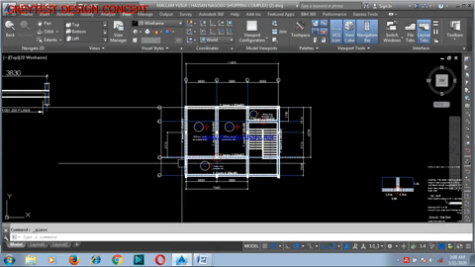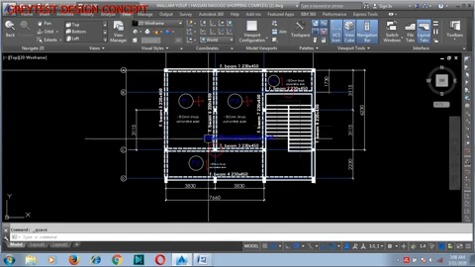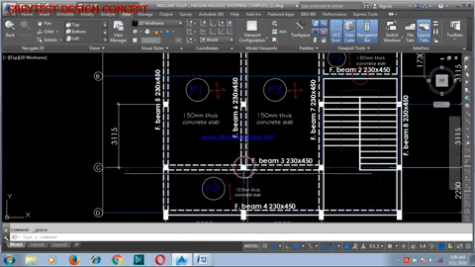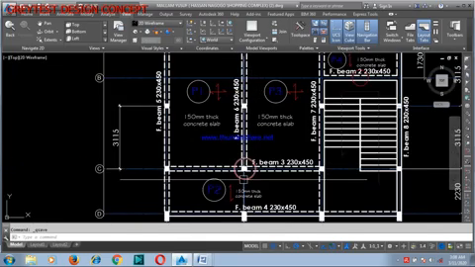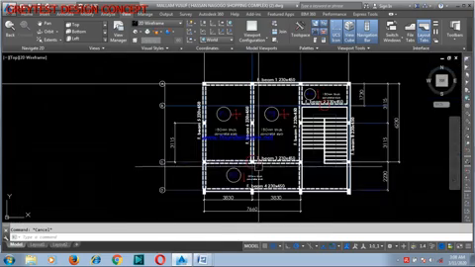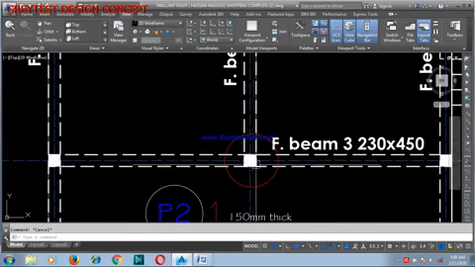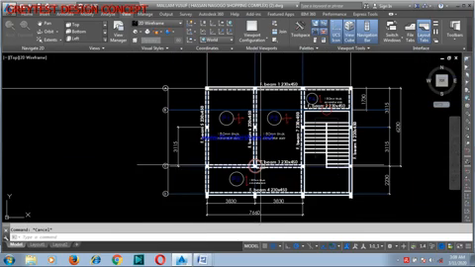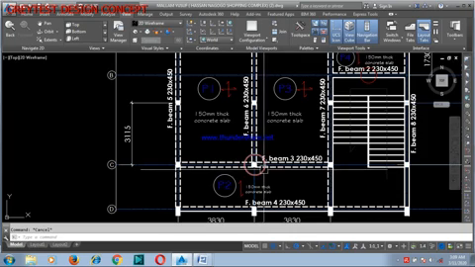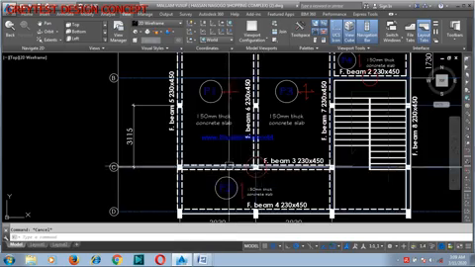Now on this particular GA, I'm going to design this particular column that is here. The reason is because I feel this column is the most critical of them all, so I'm only going to design this column in this video.